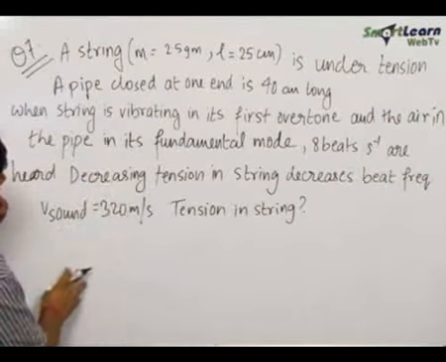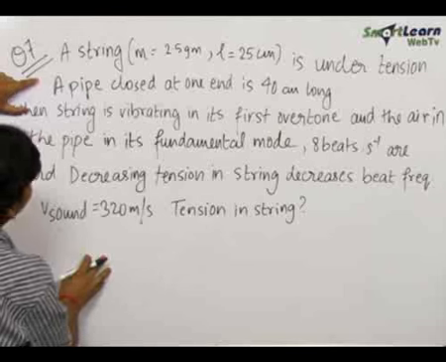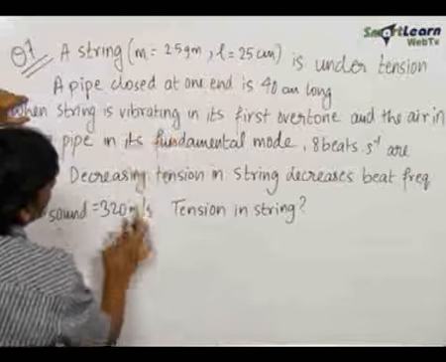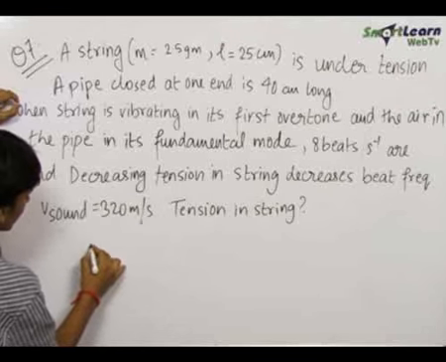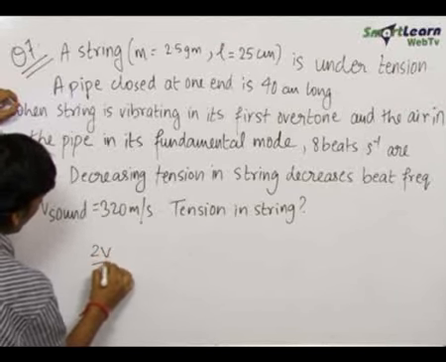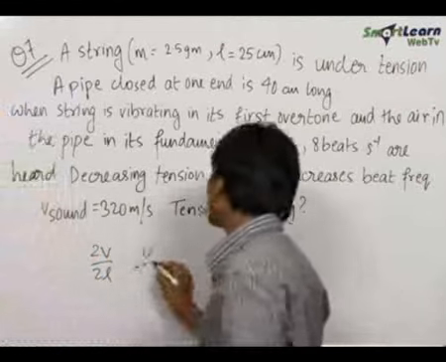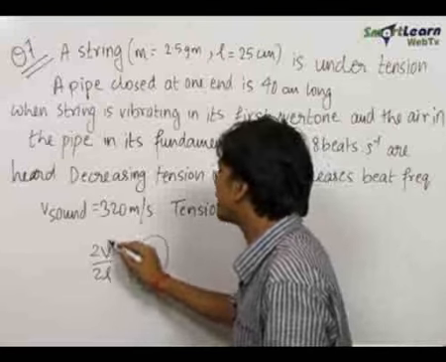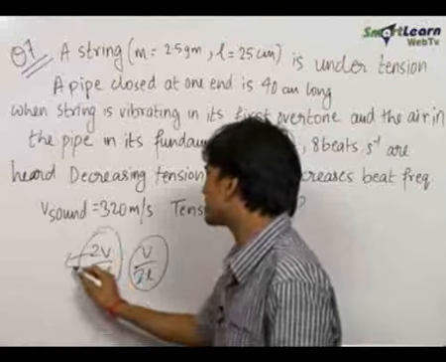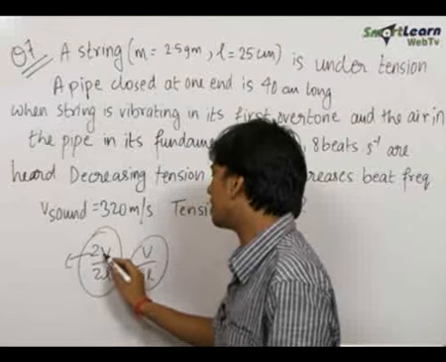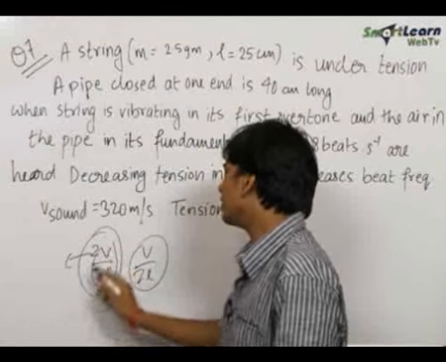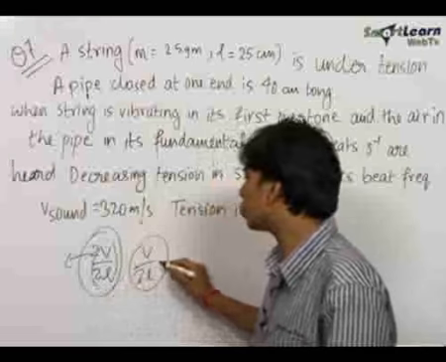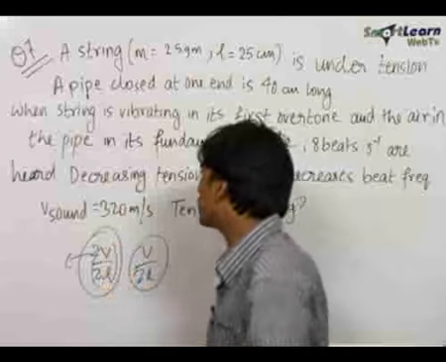So let us first analyze the first data. It is given that the string is vibrating in its first overtone. Now we know that the first overtone is equal to 2V upon 2L, because V upon 2L is the fundamental mode frequency. The next frequency is the first overtone, that is 2V upon 2L. This is also known as the second harmonic, or twice the multiple of V by 2L. Second harmonic and first overtone. Be careful over here. First overtone is not V upon 2L. First overtone is 2V upon 2L.